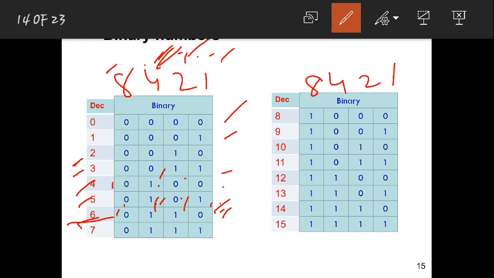So add 4 plus 2 plus 1, you will get 7: 4, 5, 6, 7. So 1 1 1 and 0. Is that fine? In this way you will write from 1 to 7. Next, coming to 8, after 7 you have 8. So for 8 you directly have 8 here.